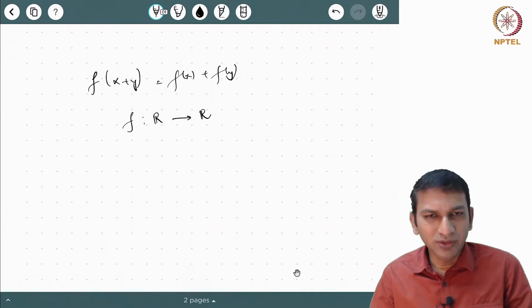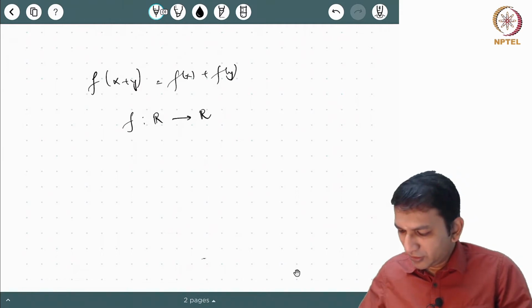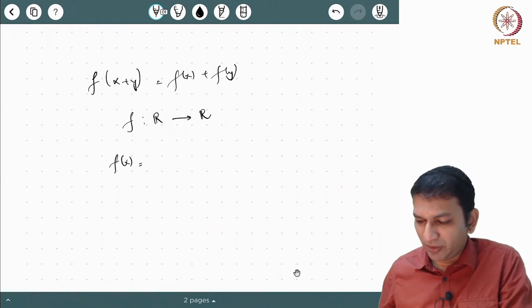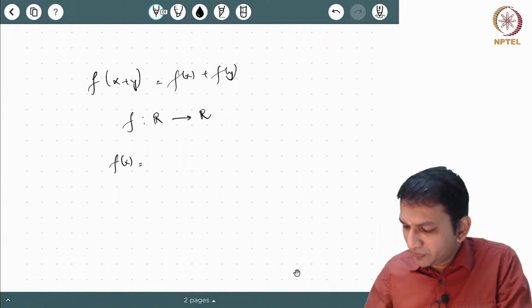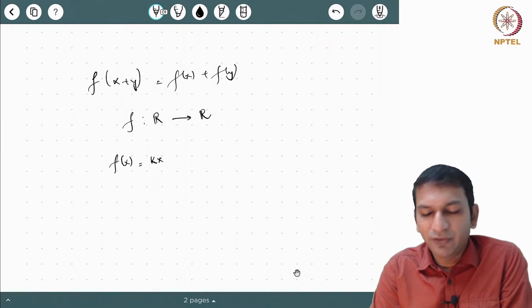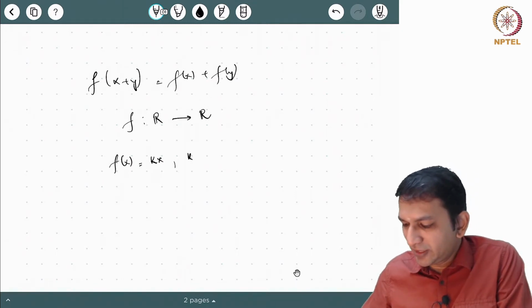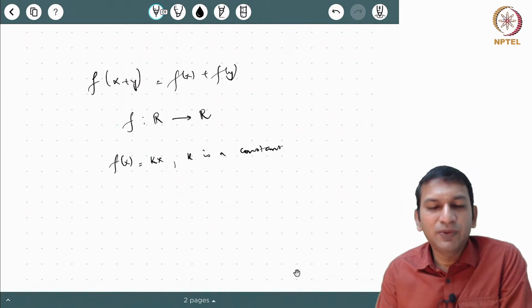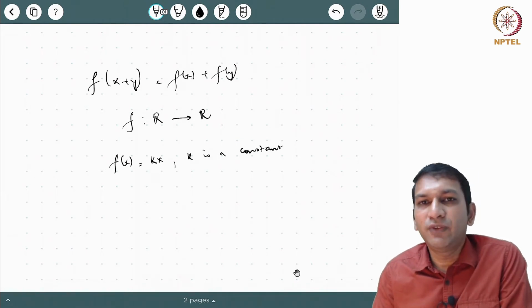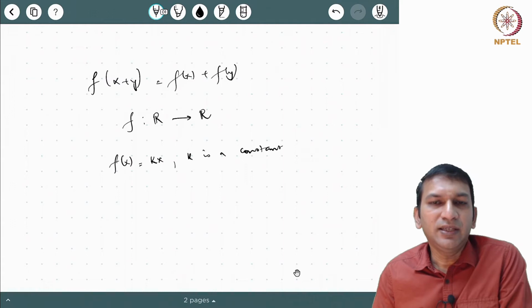It can be easily shown, this is known as a Cauchy additive functional equation, that with some reasonable assumptions about continuity on f, it can be shown that the only solutions are such functions. f of x is equal to kx, where k is a constant. So functional equations essentially are equations involving functions where we are looking for functions which will satisfy the equation.